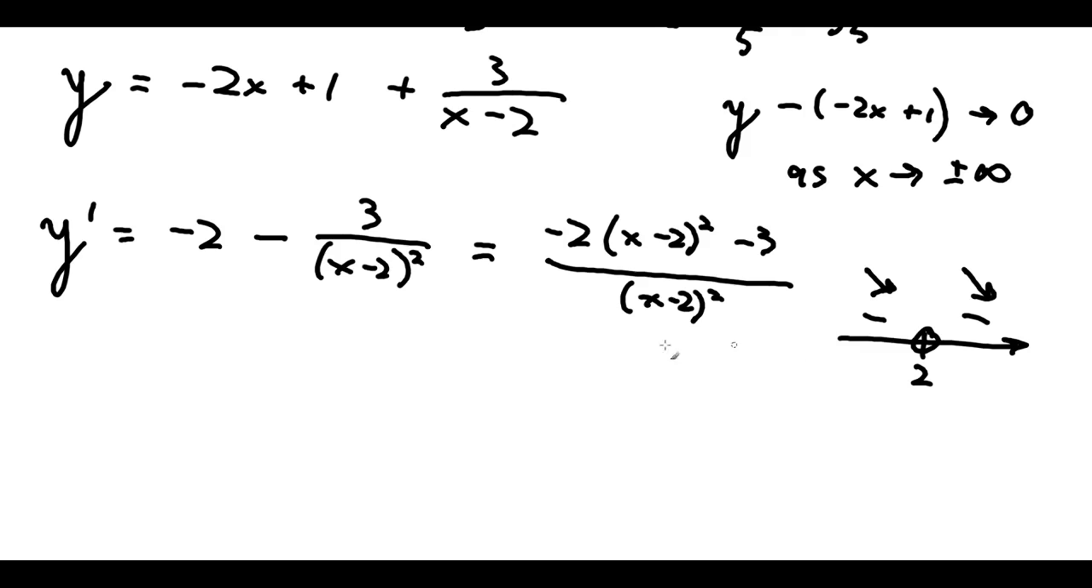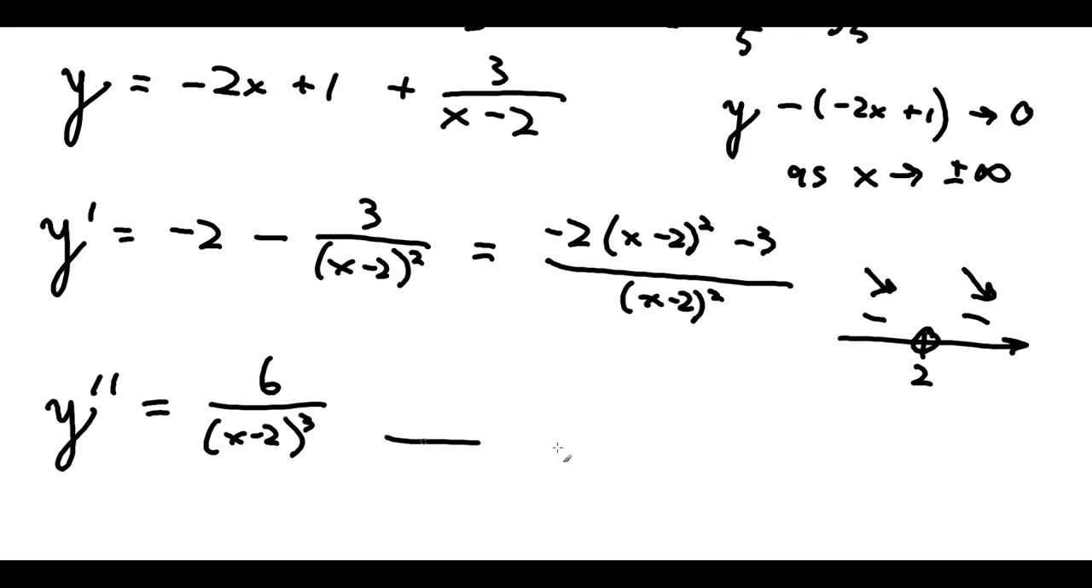All that's left then is to look at the second derivative and consider questions of concavity. Coming back to this version, the derivative of negative 2 is 0. We have a negative second power there, so we get a positive 6 over (x minus 2) cubed. Making a little sign chart for that, again this is undefined at 2. But when x is greater than 2, this is positive, and when x is less than 2, this is negative. So we have concave down on the left and concave up on the right.